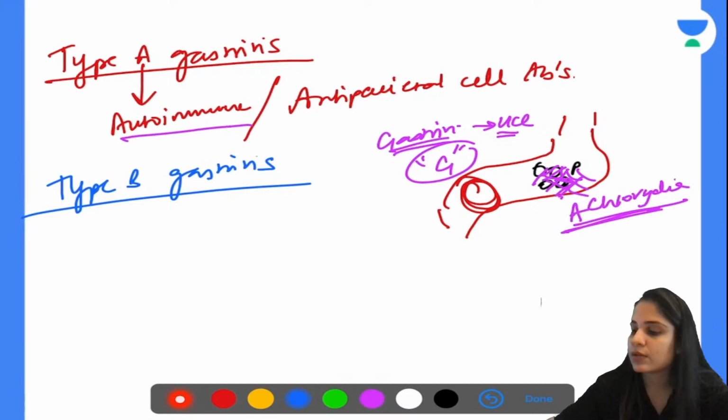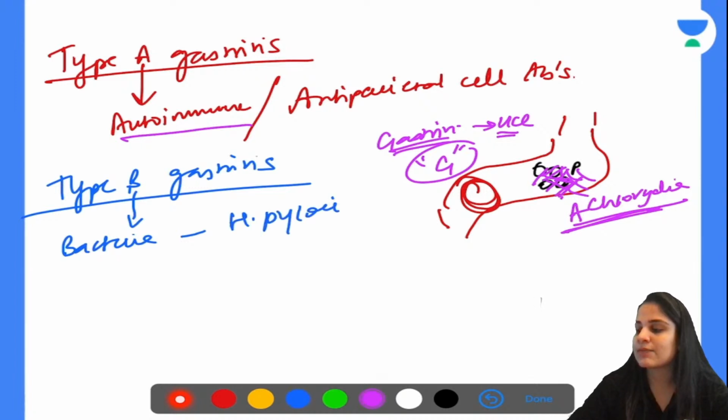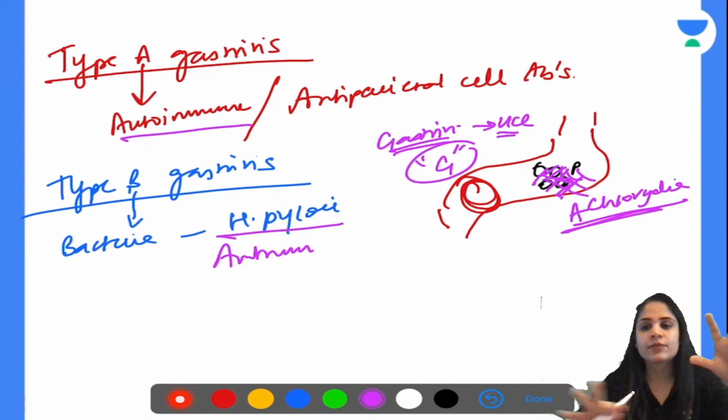Now, type B gastritis, B for bacteria. Type B gastritis is due to H. pylori infection. They'll ask you in the exam which is the part most commonly affected in the stomach due to H. pylori infection. In the stomach, it is the antrum. And overall, it is the first part of the small intestine.